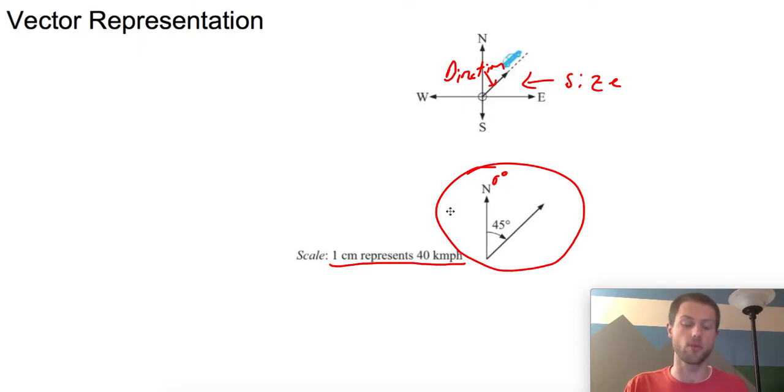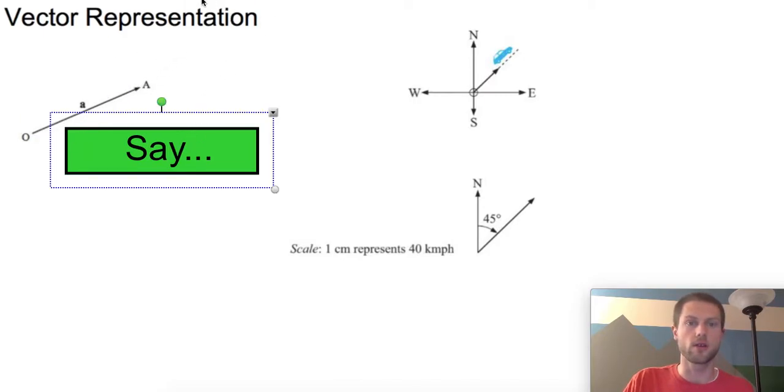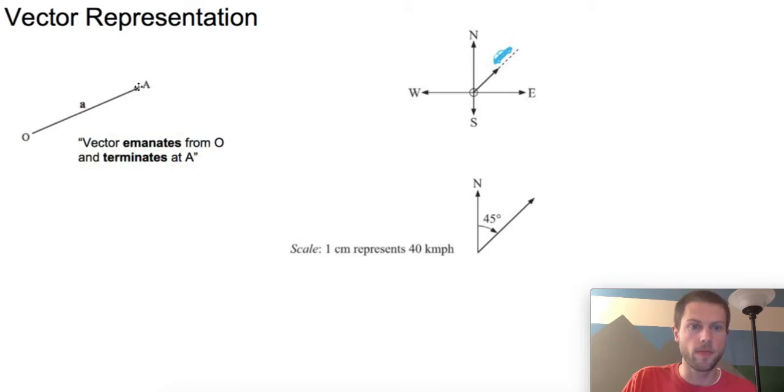So scale is important. Some of the other ways that you might see this vector is an arrow that is given a beginning point and an end point. We might name that vector by just a one-letter name. So there's lots of different ways we can call this vector, and I'll talk about that in a second. But how you would say whatever this thing is that's drawn right here is, you would say this vector emanates from O and terminates at A. So that's just kind of how you say it begins here and ends here.